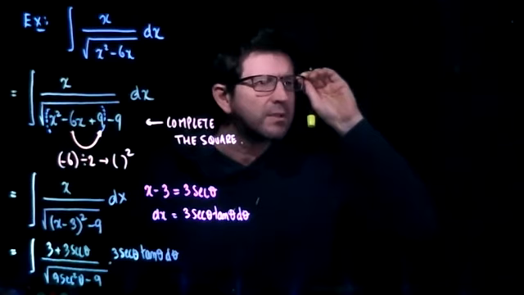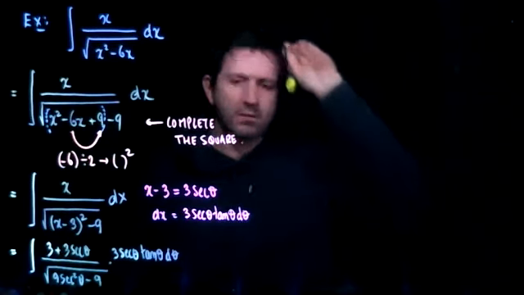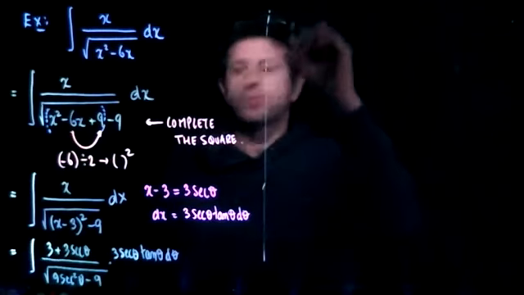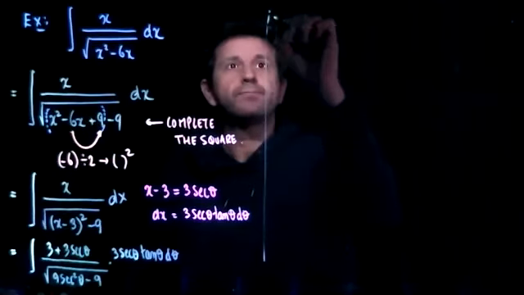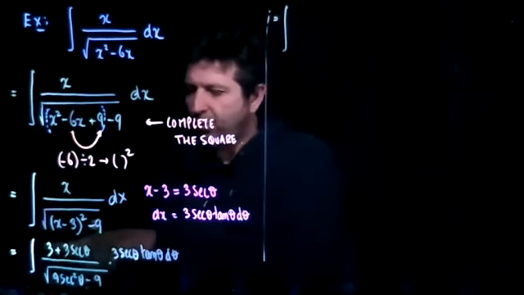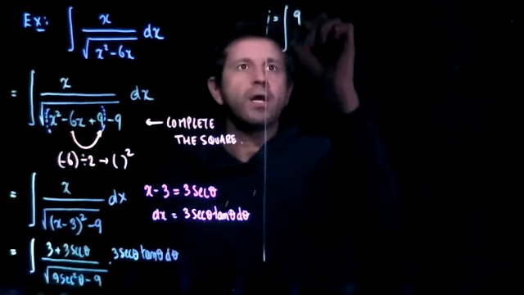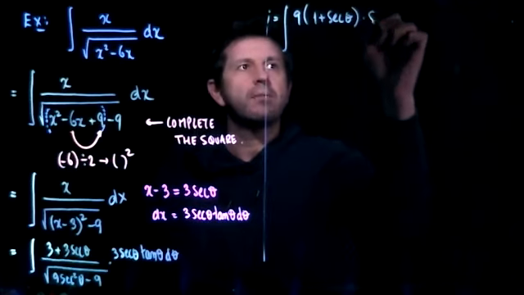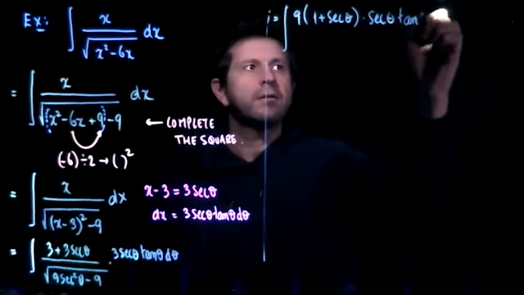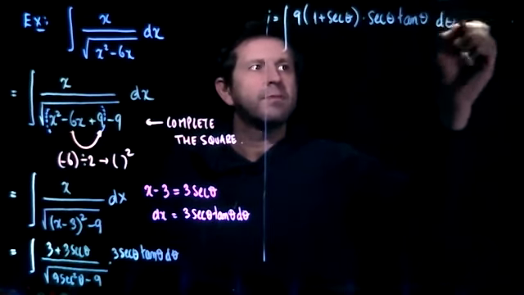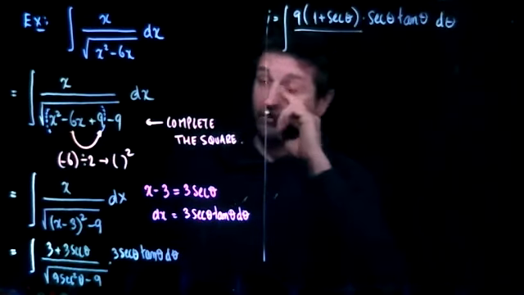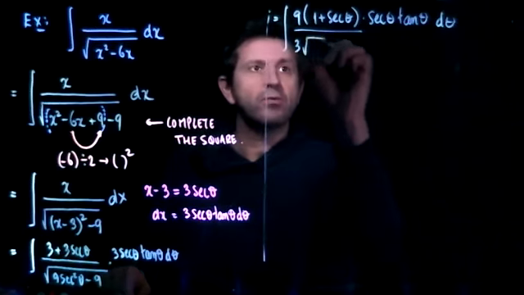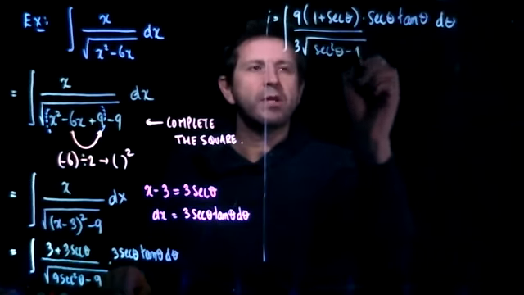Okay, we continue here. So what do I have on top? I could pull out a 3 from here and a 3 from there, so it's 9 times 1 plus secant theta times secant theta tangent theta d theta, and on the bottom, what do I have? The square root of, I could pull out a 9, becomes 3 square root of secant squared theta minus 1.